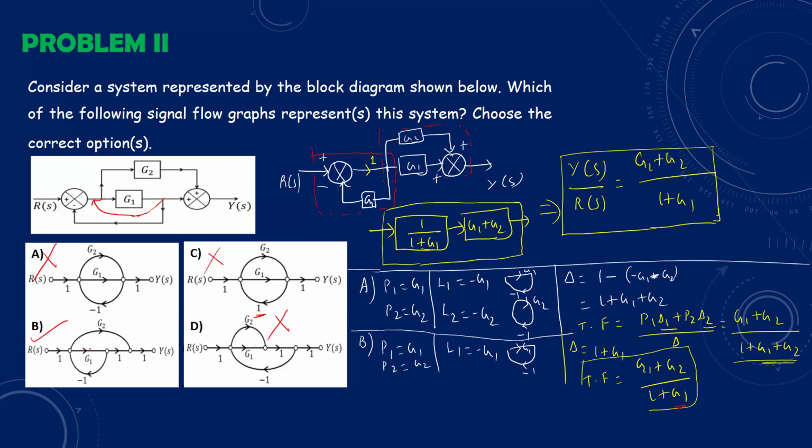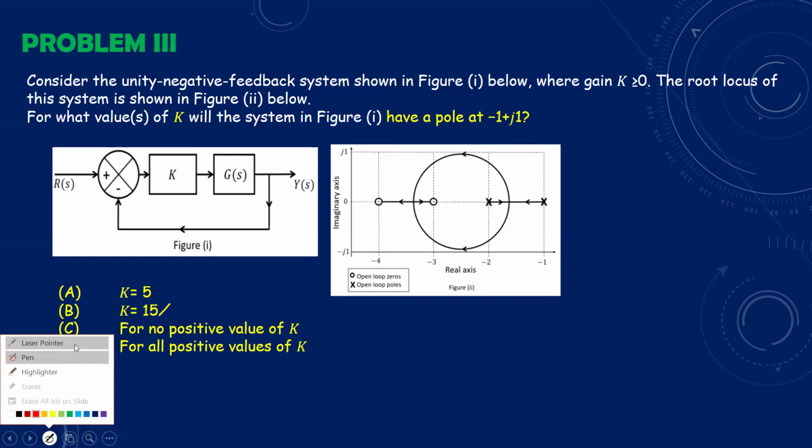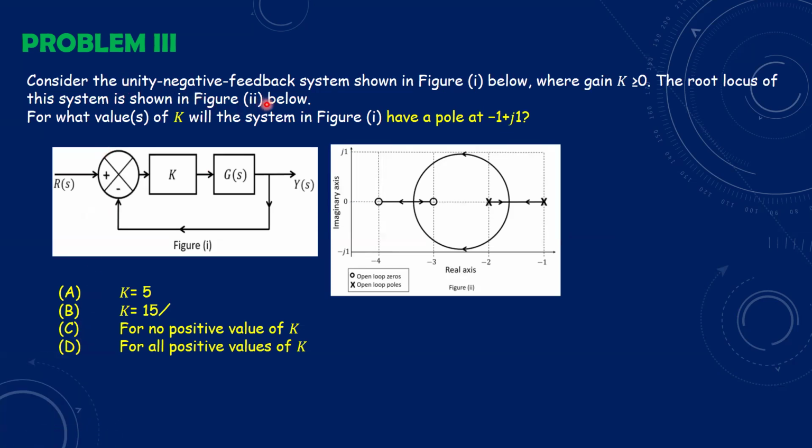This is the proper signal flow graph for the given block diagram. Let me move to the next problem. This problem is taken from the topic root locus. Consider the unity negative feedback system shown in the figure where gain k is greater than or equal to 0. The root locus of the system is given. For what values of k will the system in the figure have a pole at -1 plus j1? We need to find the k value for which the pole is at -1 plus j1.